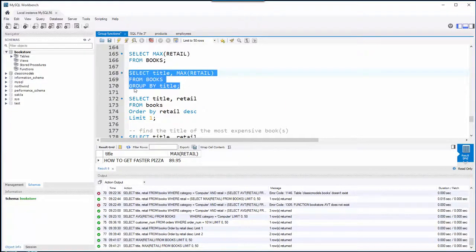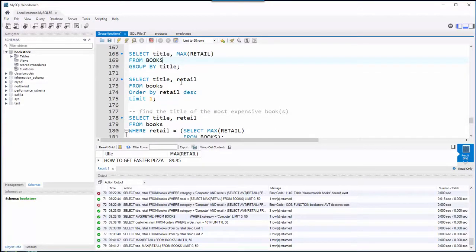But of course if you put the group by, well, you're grouping by title, which in our database is unique, and so that doesn't do you any good either. You just basically get a list of every book, and within the group of one book, what is the max retail? Well, it's just the price of the book, okay?